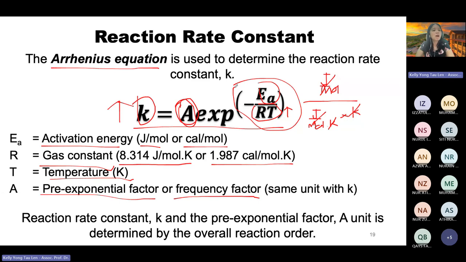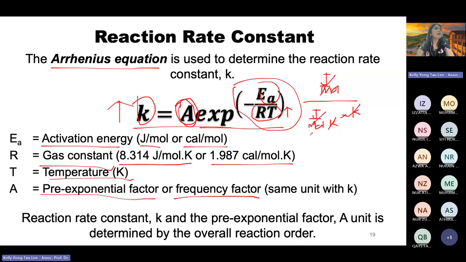So you may ask why? Kamu ingat di hadapan bracket tu adalah eksponen. Kita takkan ada eksponen unit. Kamu tak pernah dengar kan? Eksponen kilogram, eksponen liter, eksponen mililiter, eksponen dm cube. Tak ada. Tak ada unit yang dieksponenkan. You cannot do that.